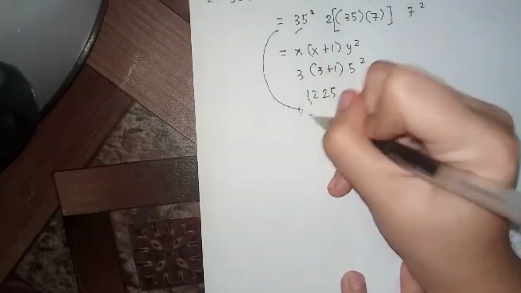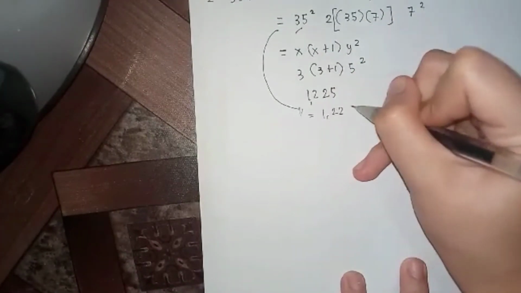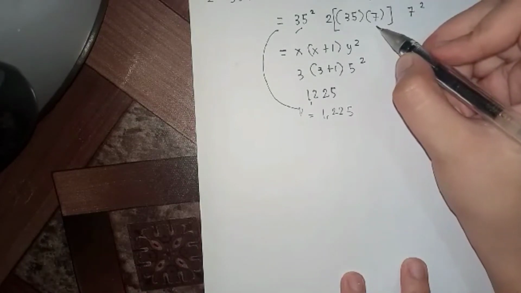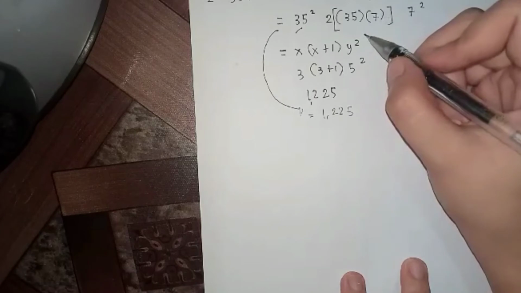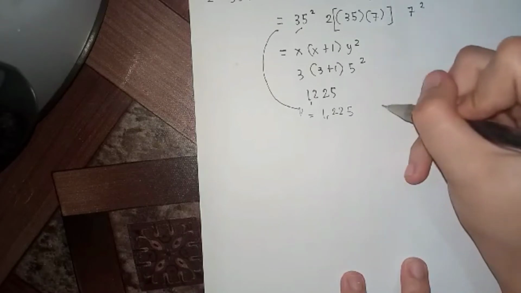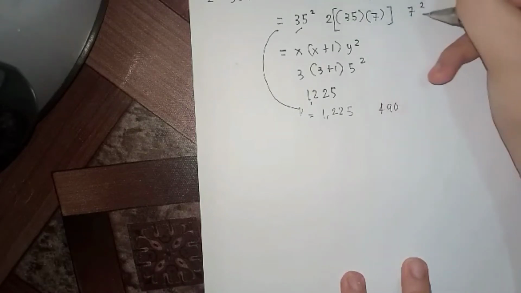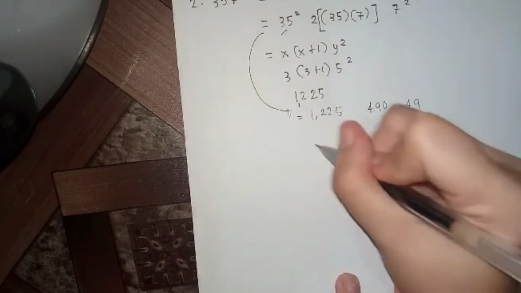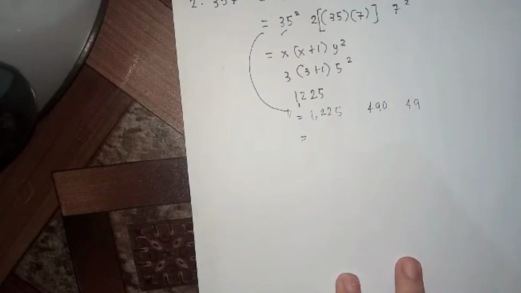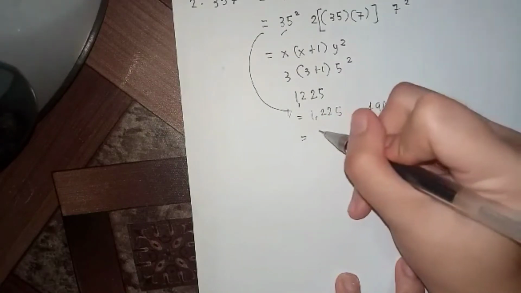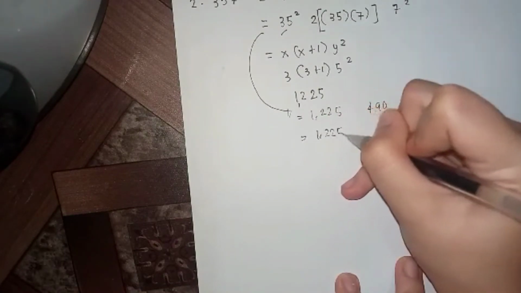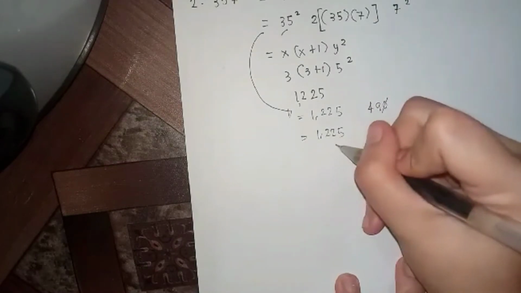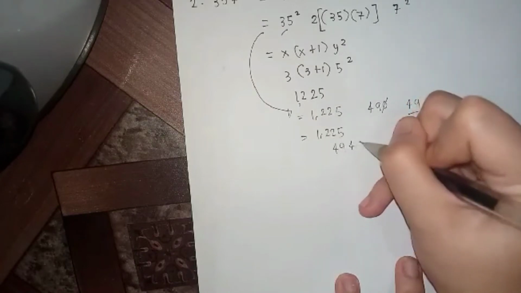1,225. I'm going to copy. 35 times 7 is 245. Times 2 is 490. And 7 squared is 49. So in this case, we're going to do what we did in the first example. So we have to copy. Since this is 2 digits, we're going to cancel out 1 digit. So it becomes 49, 49.